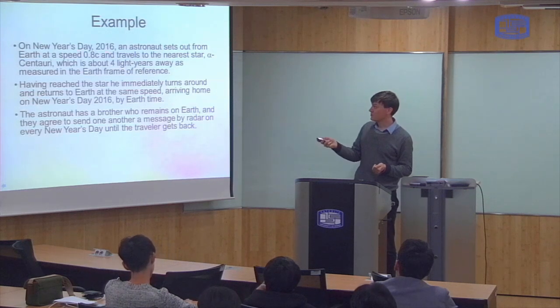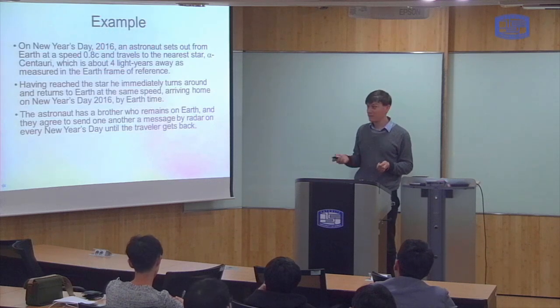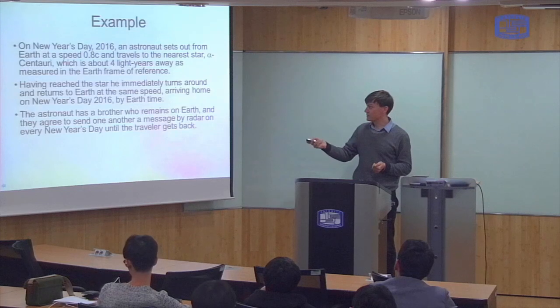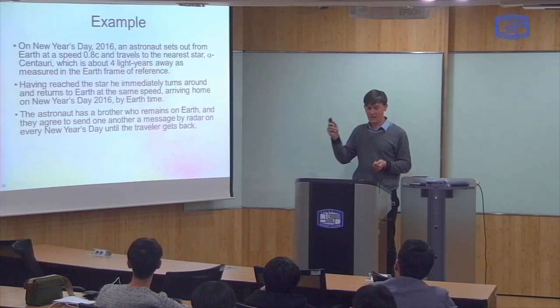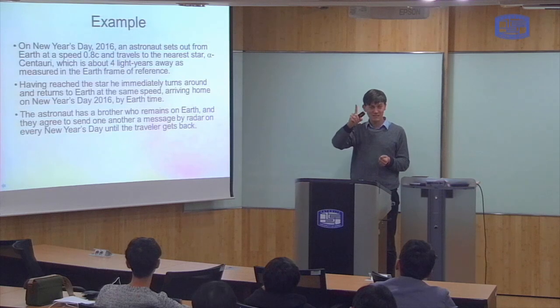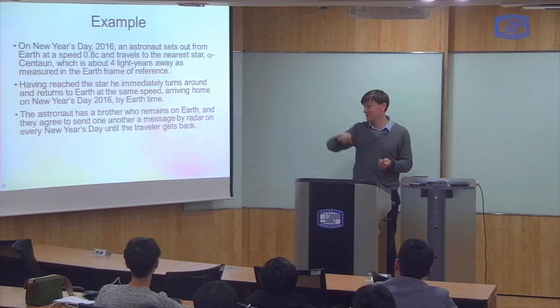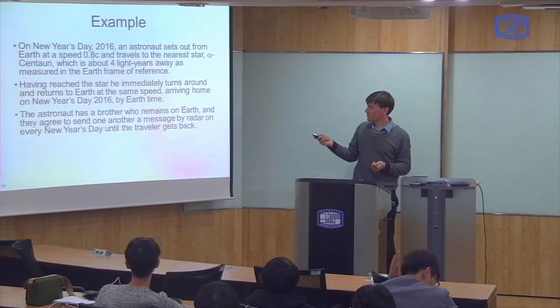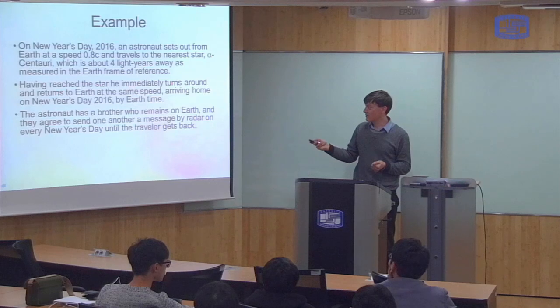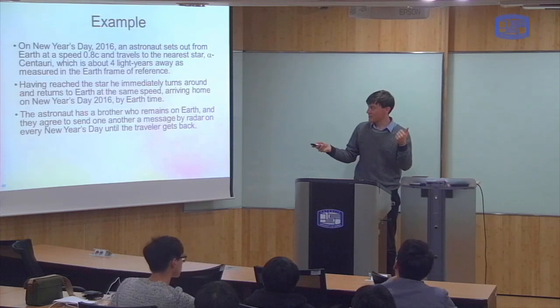Okay, on New Year's Day 2016, an astronaut sets out from Earth at the speed of 0.8 times the speed of light, and he travels to the nearest star, which is about 4 light years away. Okay? So 4 light years, 1 light year is the distance light travels in 1 year. Right? Okay. So 4 light years away is measured in the Earth frame of reference. So when he reaches the star, he immediately turns around and returns to Earth and arrives 10 years later.